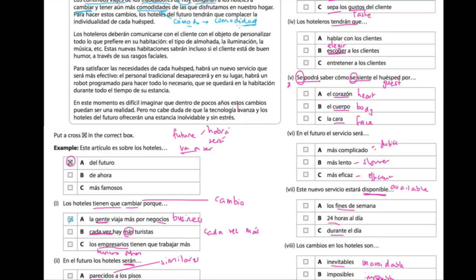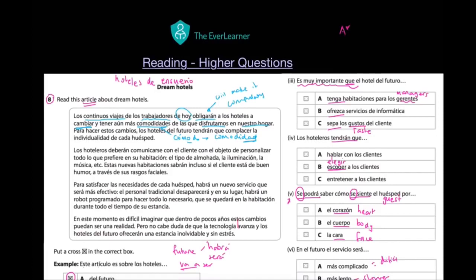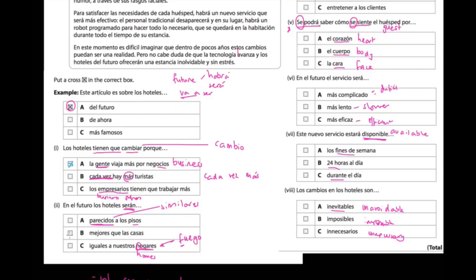So, tener aún más comodidades de las que disfrutamos, of those, of the ones we enjoy en nuestro hogar. So, they will make it compulsory to have even more comforts than the ones we have at home. So, what do the future hotels need to be? Parecidos a los, similar to flats? Not quite. Better than houses, okay, not the same as our homes, because that's not enough. They have to be better than our homes.